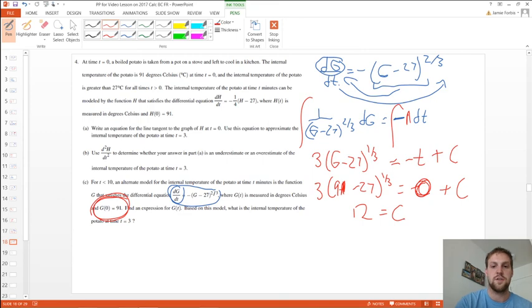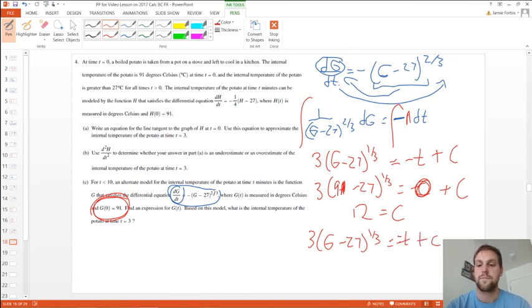So my equation that I got so far is 3 times (g minus 27) to the 1/3 equals negative t plus c. Okay, negative t plus c. Now we just got to get g by itself. So I'm going to start by dividing. Oh, not plus c, sorry, we figured out what c was. c was 12. Okay, so all I got to do is get g by itself.